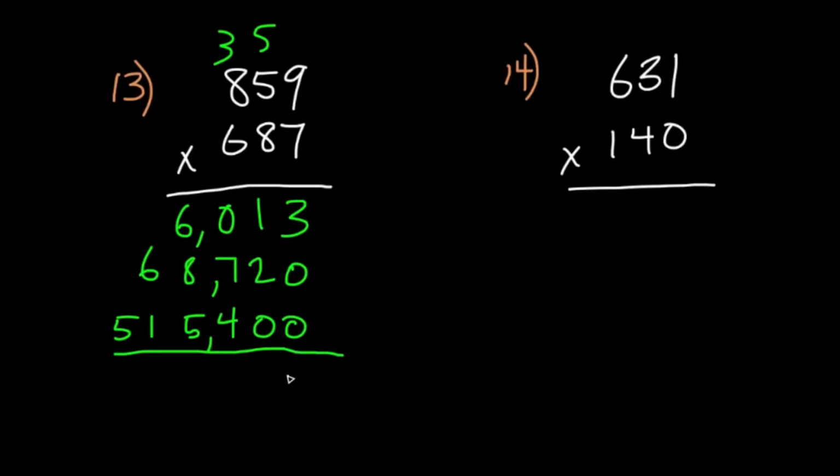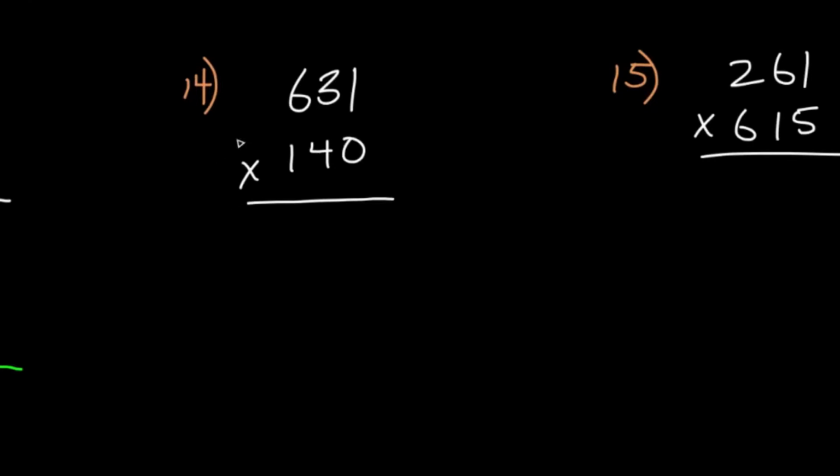3 and zeros is just 3. 1 and 2 is 3. 7 and 4 is 11. So let's carry that 1. We have 1 plus 6 is 7. Plus 8 is 15. And 5 is 20. Carry the 2. 2 and 6 is 8. Plus 1 is 9. Then we have 5 left over. So the product is 590,133.